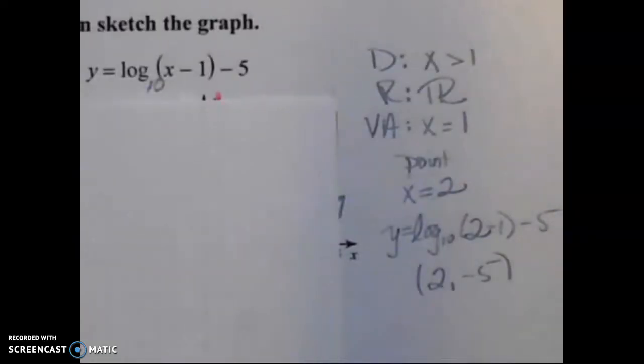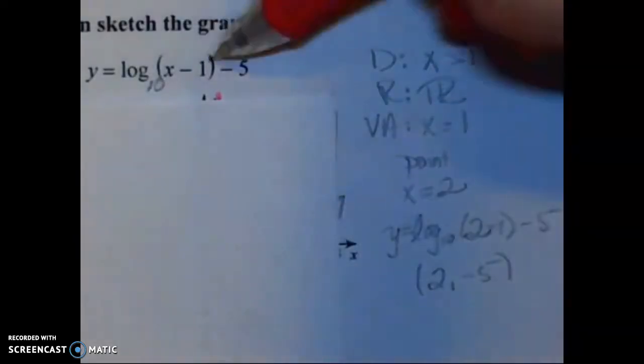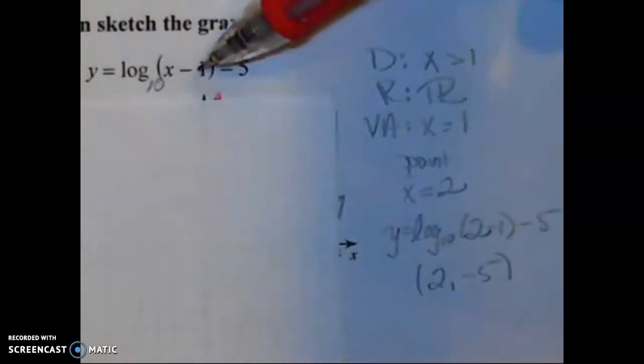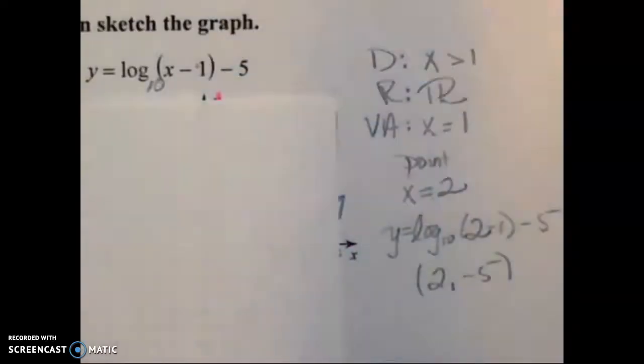Your domain is x is greater than 1. Don't forget to change your sign. Range is all real numbers. The vertical asymptote comes from the number inside, so it's a +1. Then we need to pick a point. If the vertical asymptote is at 1, you want to let x equal 2 because you're going to go 1 point to the right. 1 plus 1 is 2. When you plug this into a calculator, you get -5.